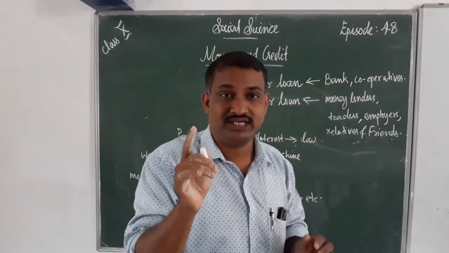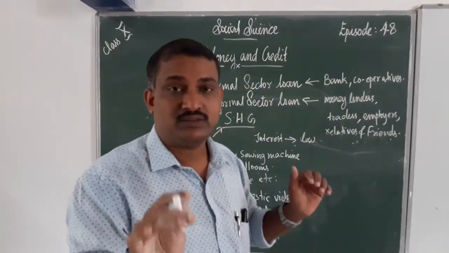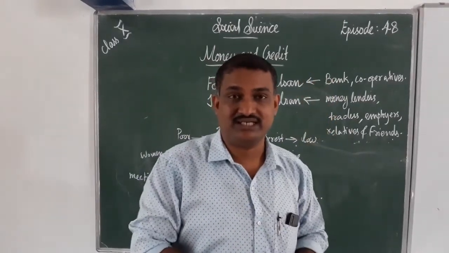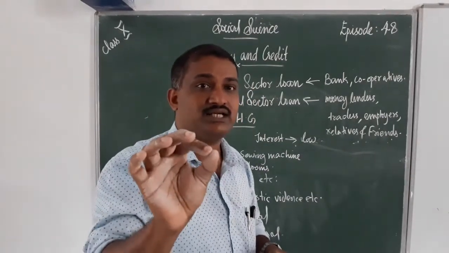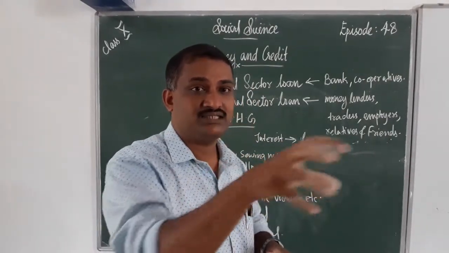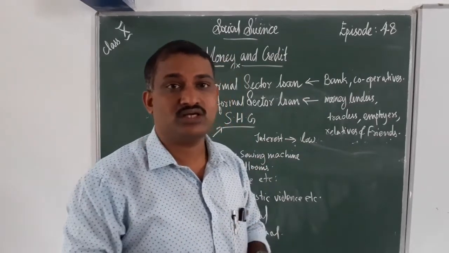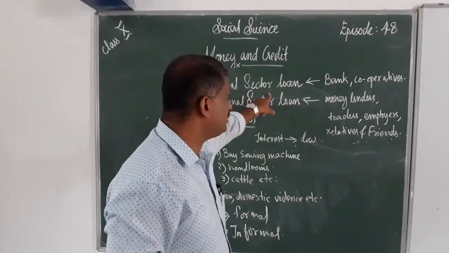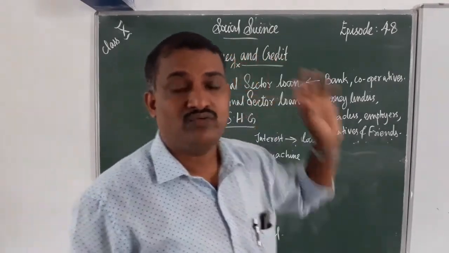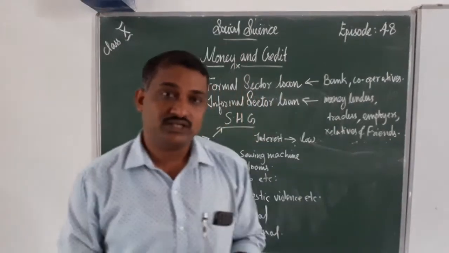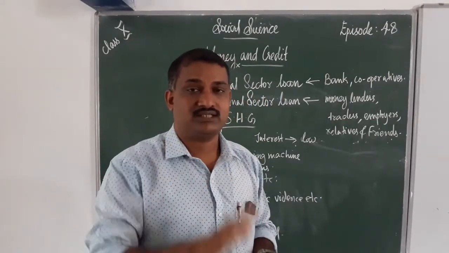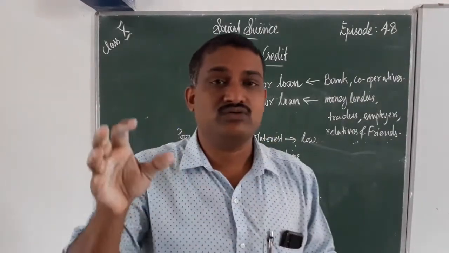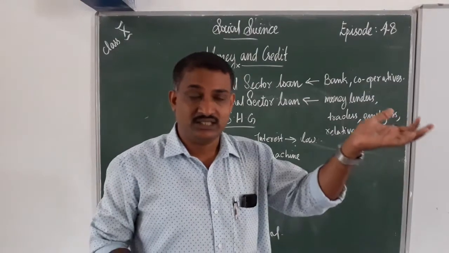Whatever the Reserve Bank of India says, as per that only these formal sector banks can collect money. If the Reserve Bank says to collect only 10% as interest, they have to follow the rules and regulations of the Reserve Bank. That is why we say that these are formal sector loans. If you take money from a formal sector loan, you have to submit the collateral, then the documentation, and fulfill all these things. Then only will you get that amount.